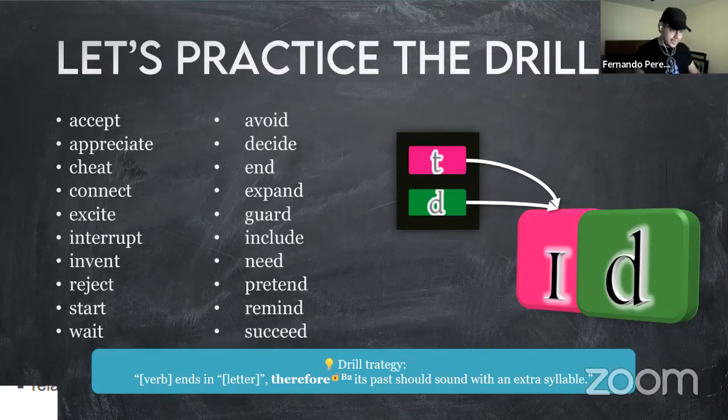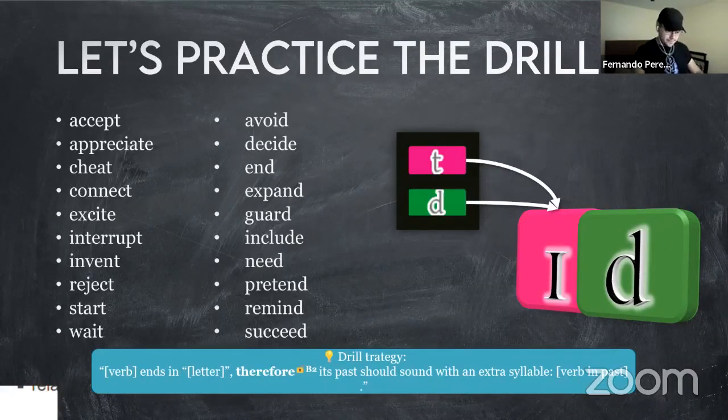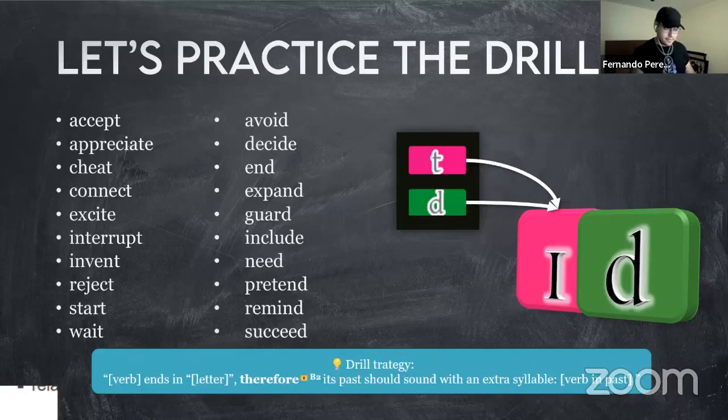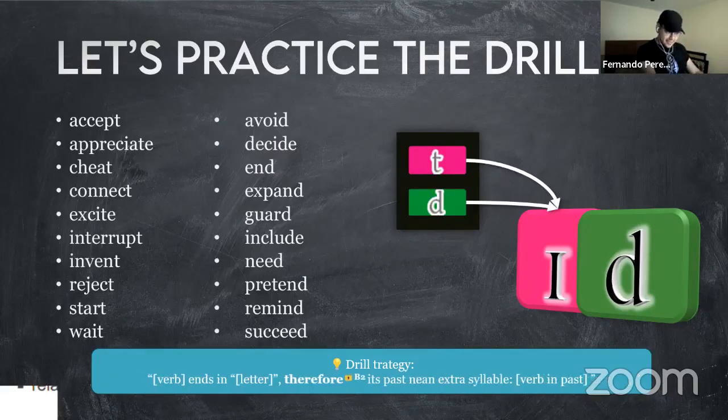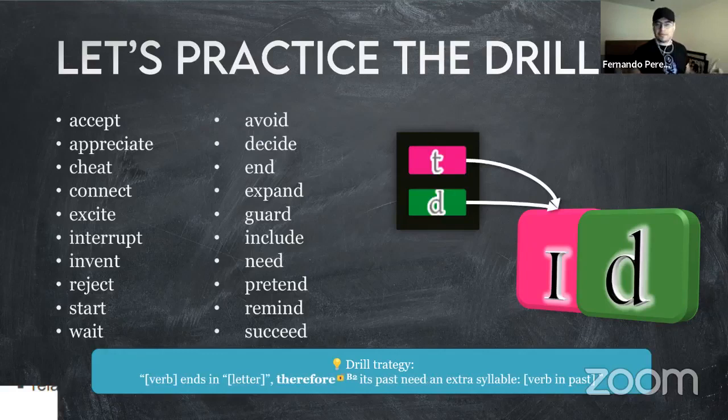Actually, that is a good strategy. Let's say syllable, two points, and then the verb in past. Let's make it shorter. Therefore, its past needs an extra syllable. Faster, no?